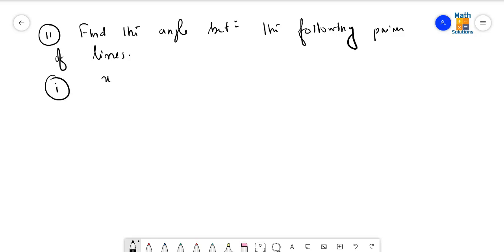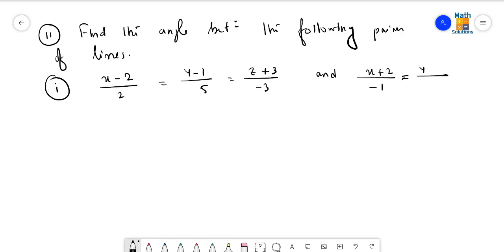The first one is x minus 2 by 2, then y minus 1 by 5, then z plus 3 by minus 3, and the other line is x plus 2 by minus 1, then y minus 4 by 8, that is again equal to z minus 5 by 4. So this could be done in the same way as we did in the previous case, taking help of the direction ratios.